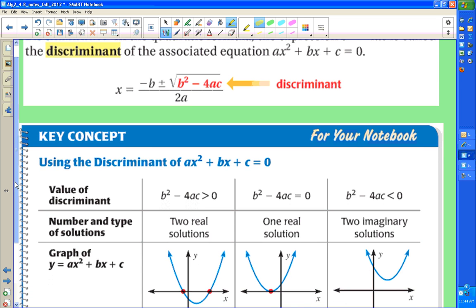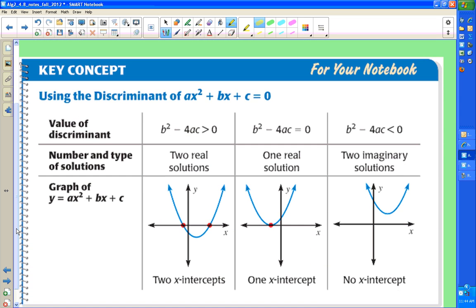So here's your discriminant, b squared minus 4ac. This little chart shows you exactly what's going to happen based on the discriminant. It tells you what kind of roots you're going to have. B squared minus 4ac, if it's greater than 0, then you're going to get two real solutions. In other words, your graph is going to cross the x-axis twice. You have two x-intercepts.